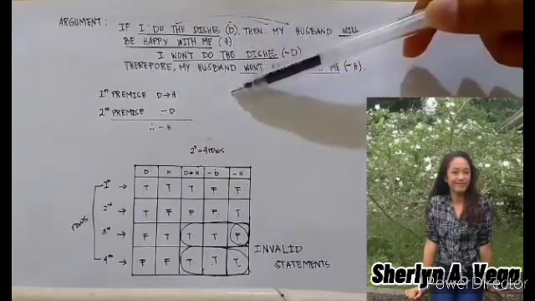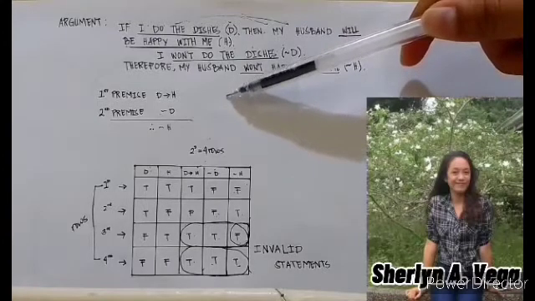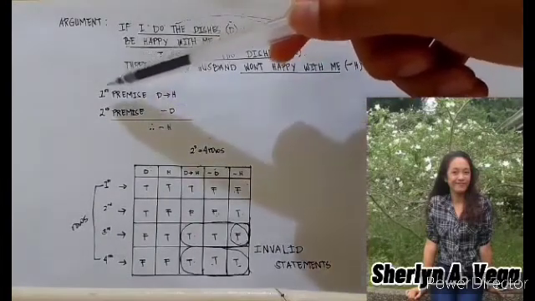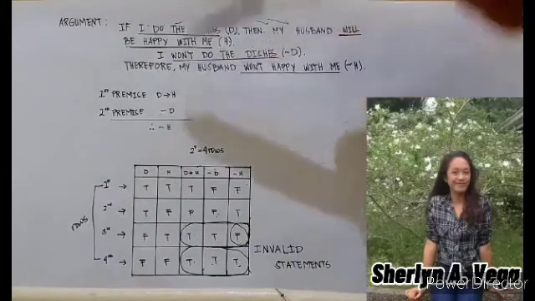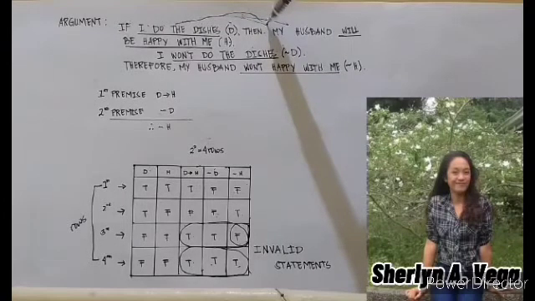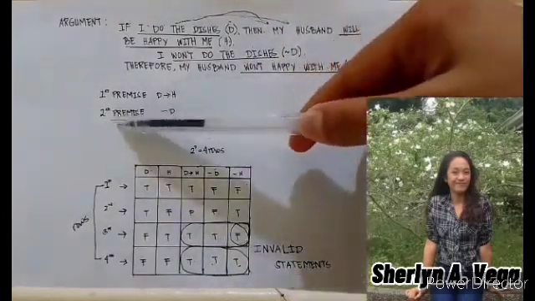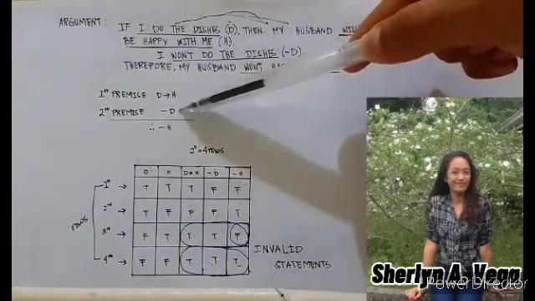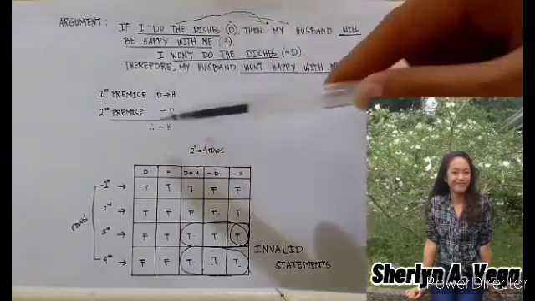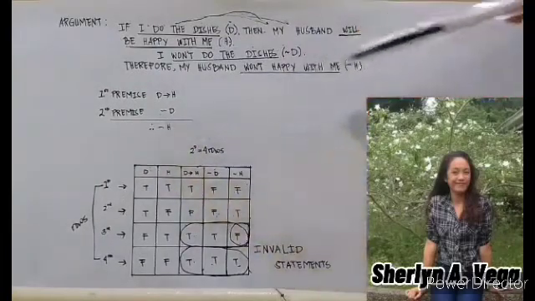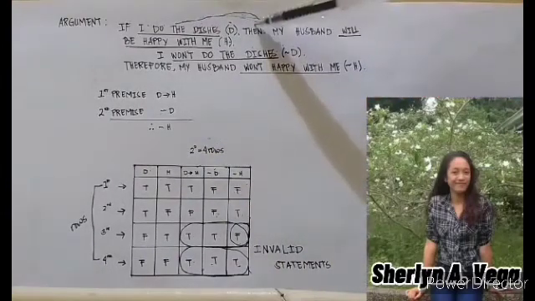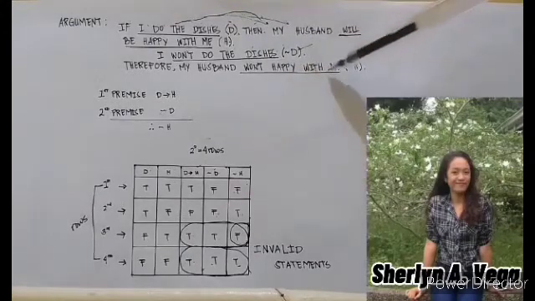So we are going to our symbolic form. As you can see, we have here our two premises. Our first premise is D implies H. Our second premise is not D, the negation of D, and our conclusion is not H, the negation of H. So this is our first premise, second premise, and our conclusion.